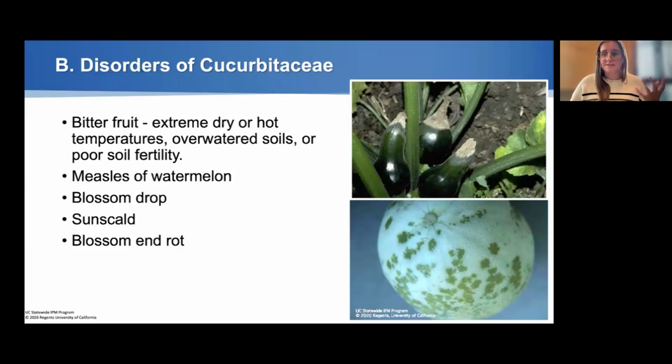And then we have bitter fruit, which is exactly what it sounds like. This is primarily a problem in melons, and it's essentially the melons will produce a stress response compound because it's stressed either due to heat or drought or overwatering or poor soil fertility, and it causes that melon to not be as sweet. Measles of watermelon is when you get this speckling on the rind of watermelons, primarily due to over irrigation.